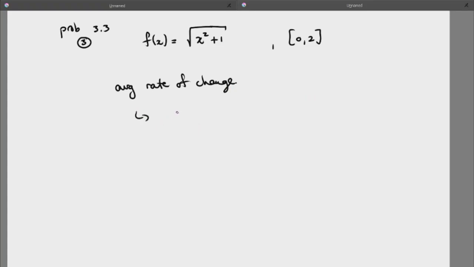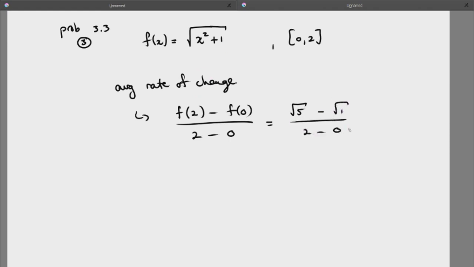So that will be the change in my function over the change in the x values. So then I plug in 2. I get 5, root 5. Minus root 1 over 2 minus 0 to show all the detail. You can calculate that. Rounded to 2 decimal places, which is okay for us, especially in the case of a final answer. I can round it with some decimals. 2 should be fine because of the root 5.